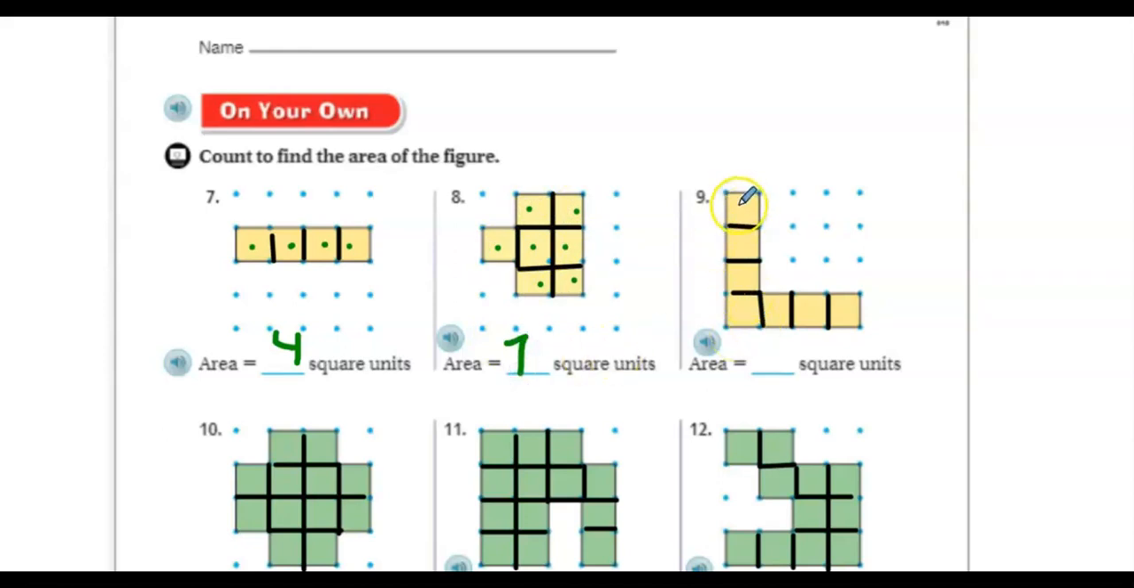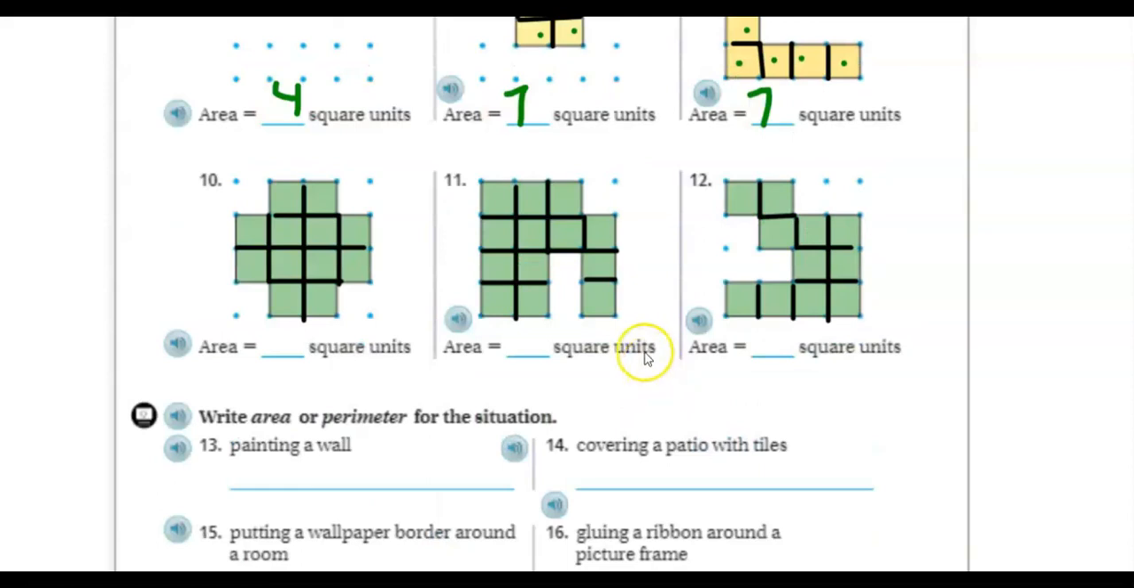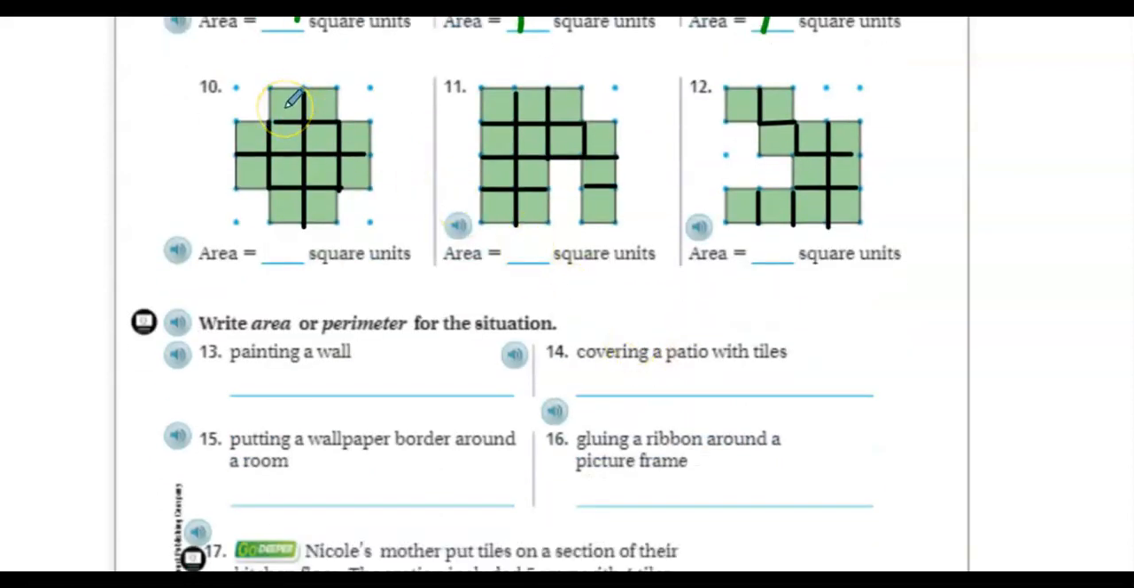We go to number 9. 1, 2, 3, 4, 5, 6, 7. The exact same amount of area is covered, but it's covered in a different shape. 7 square units. Going down to 10. 1, 2, 3, 4, 5, 6, 7, 8.